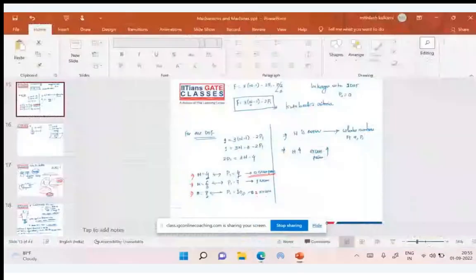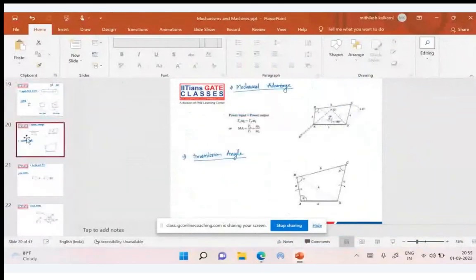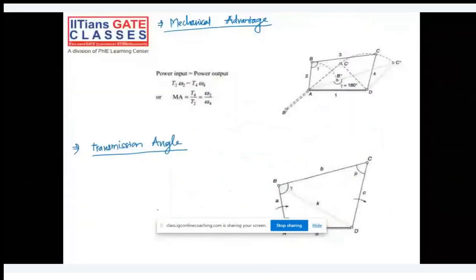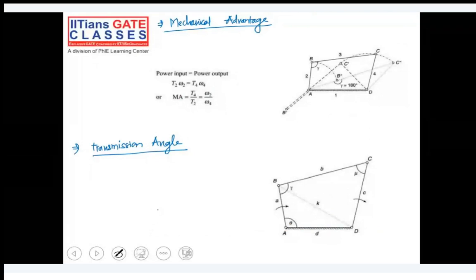Is it clear now? Yeah. Okay. So coming towards the next points about this topic, before we jump into the slider crank mechanisms, let's try to understand some basic terms. The two basic terms you should know are mechanical advantage and transmission angle.